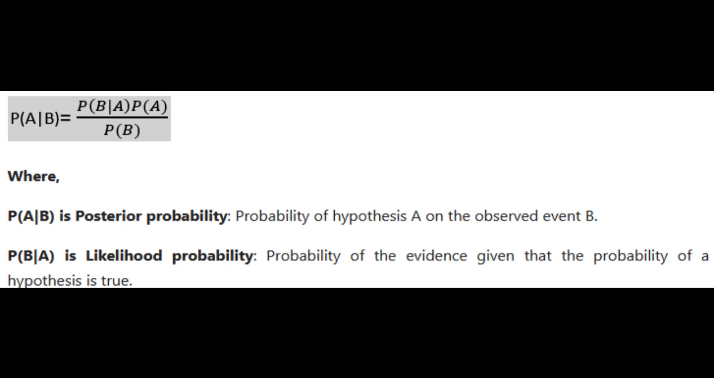Multinomial: the multinomial naive Bayes classifier is used when the data is multinomial distributed. It is primarily used for document classification problems. It means a particular document belongs to which category, such as sports, politics, education, etc. The classifier uses the frequency of words for the predictors.